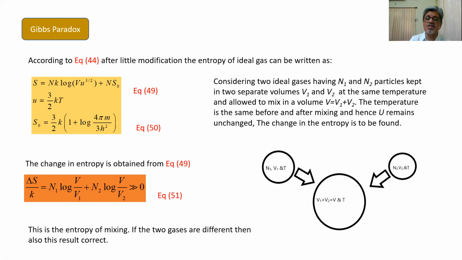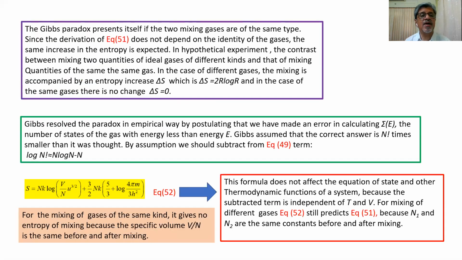Now we come to what the Gibbs paradox is, which arises from the mixing of gases. The Gibbs paradox presents itself if the two mixing gases are of the same type. Since the derivation of equation number 51 does not depend on the identity of the gases, the same increase in entropy is expected. In the hypothetical experiment, there is a contrast between mixing two quantities of ideal gases of different kinds and mixing quantities of the same type of gas. So there are two different things: one is the mixing of the same type of gas and the other is the mixing of different types of gas.